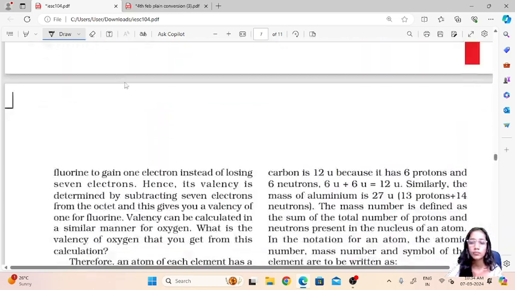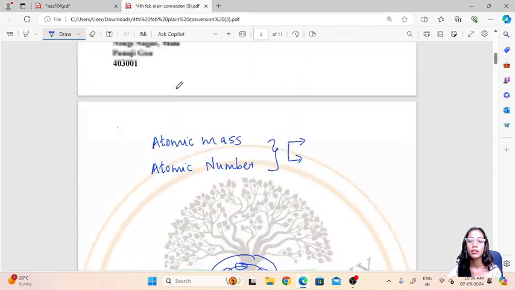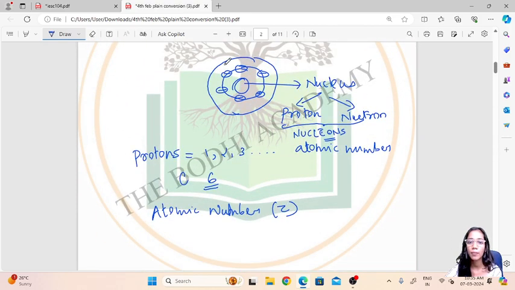Now the next concept which we have to study is isotope. We know that a particular atom has an atomic number and mass number, but there are some atoms of elements which have been identified which differ in the mass number. They have the same atomic number but different mass numbers. So where will be the difference?